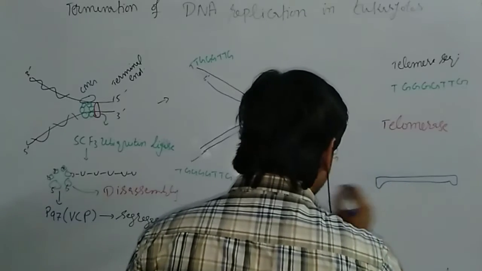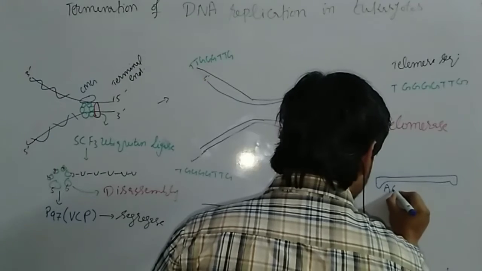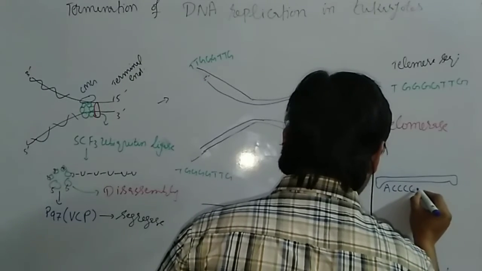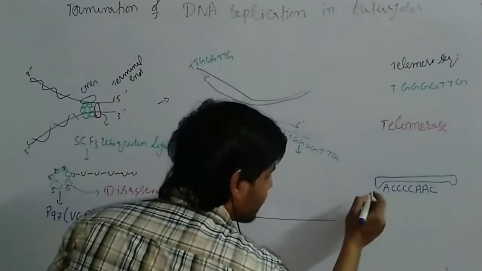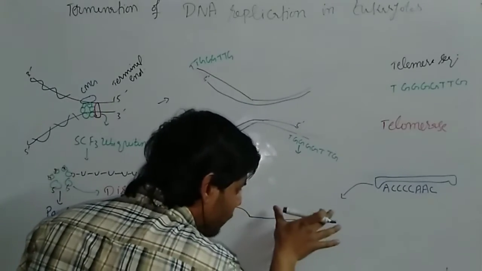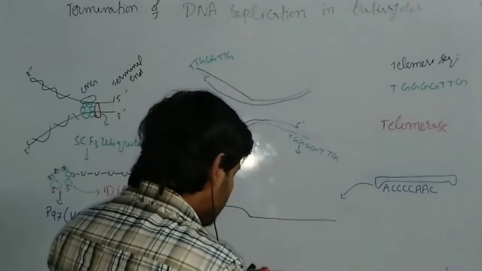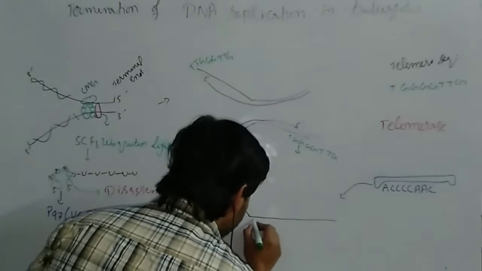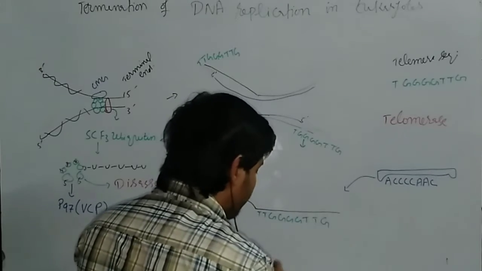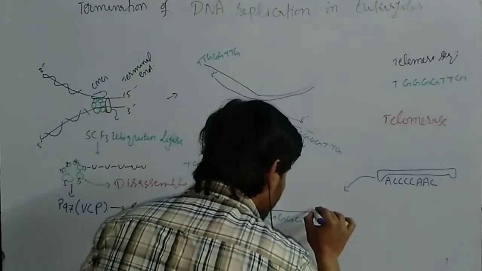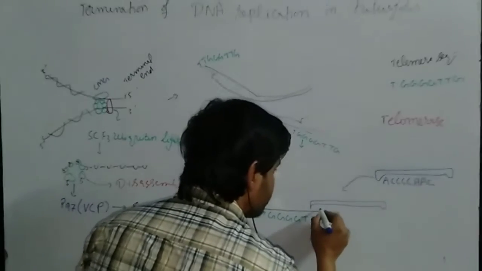As you can see, it has adenine, cytosine, cytosine, cytosine, cytosine, adenine, adenine, adenine, and cytosine. So this telomerase enzyme will bind at that specific point, as you can see. So the T means this enzyme is bound at that specific point. So we have the structure like that. So now it is bound at that specific position.